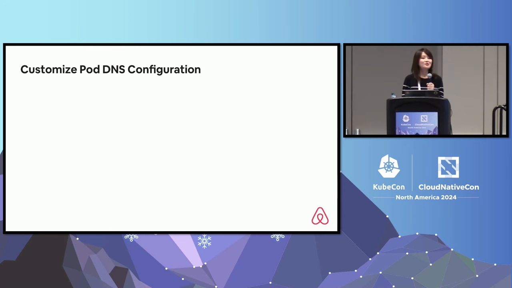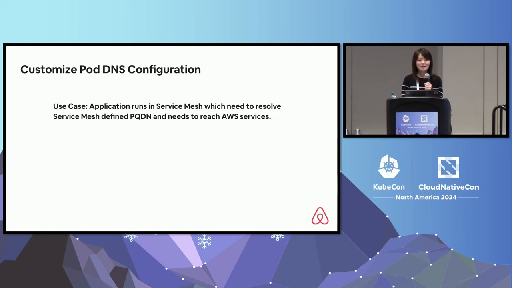If we choose to customize the pod DNS configuration, then it should accommodate the application's DNS use cases. Let's see an example here. In Airbnb, we have a use case where the application runs in a service mesh and needs to reach AWS services. Service mesh is a dedicated infrastructure layer for facilitating service-to-service communication using a proxy.